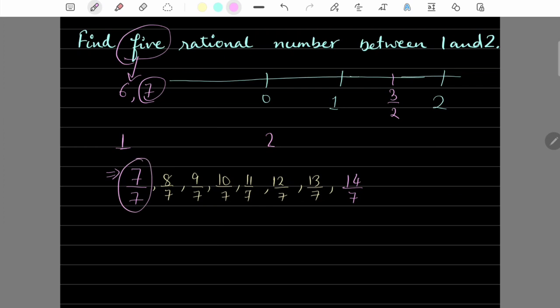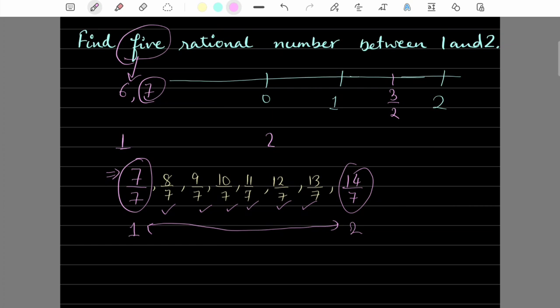All right. So 7 over 7 is 1, 14 over 7 is 2, and all these numbers are lying in between 1 and 2, right? So these numbers are our answer. No matter how many parts you're dividing it into, I'm dividing it into 7 parts, that's why I have denominator 7. You can divide it by any number of parts you want. You can divide by 10 and write any 5 rational numbers between that. So that is one way. I can choose any 5 numbers out of these and that could be my answer. But it's always good to show your working, to show them that yes, you know how to solve it.